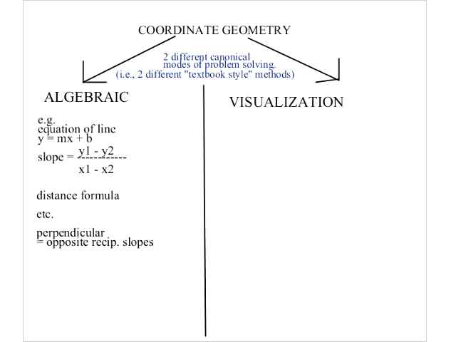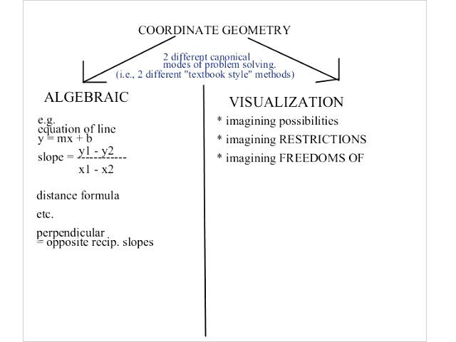So for instance, instead of seeing things as formulas and coordinates all the time, when we talk about visualization, we're talking about imagining possibilities. We're talking about imagining restrictions and imagining freedoms of movement on the coordinate plane. So let me give a couple examples of what I'm talking about. But the deal is that these are two totally different methods. They have very little in common with each other, actually, and so they're basically alternatives to each other.